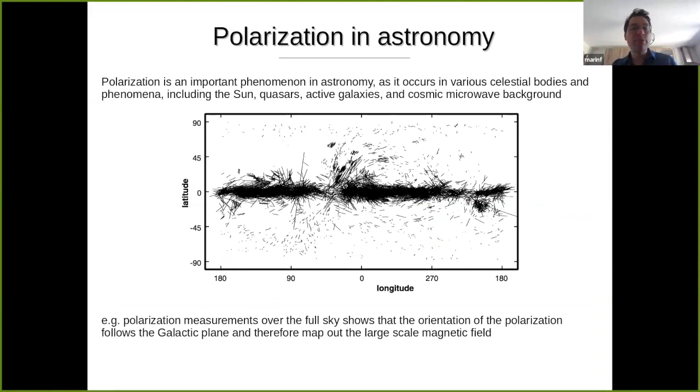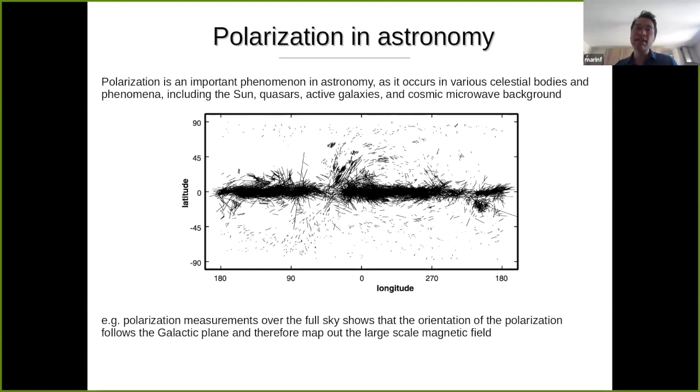Polarization is an important phenomenon. It has been observed in astronomy for the sun, for quasars, and this will be the topic of our discussion today, for cosmic microwave background, for exoplanets, for basically everything. Here you have typically the polarization measurement over the full sky that shows the orientation of the polarization, and it follows the large-scale magnetic field in the galactic plane. And it's extremely interesting because we can then see something which is completely invisible.